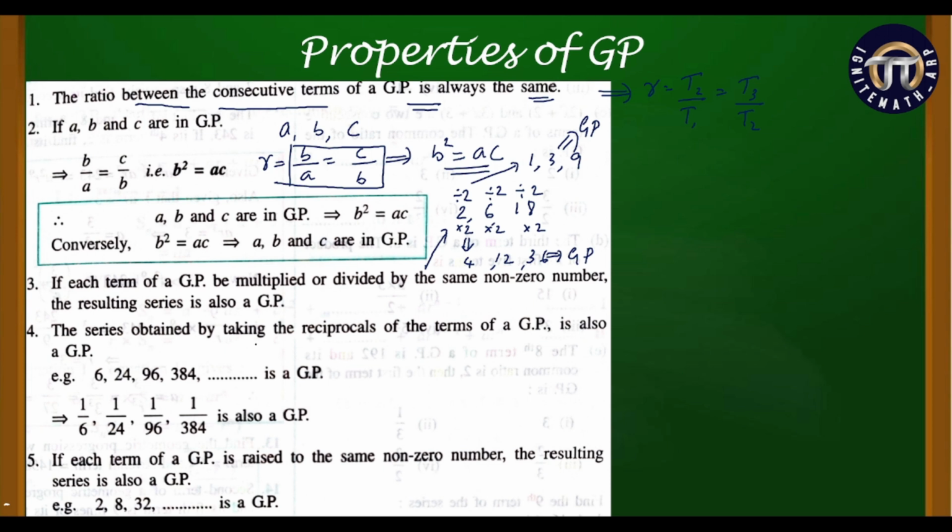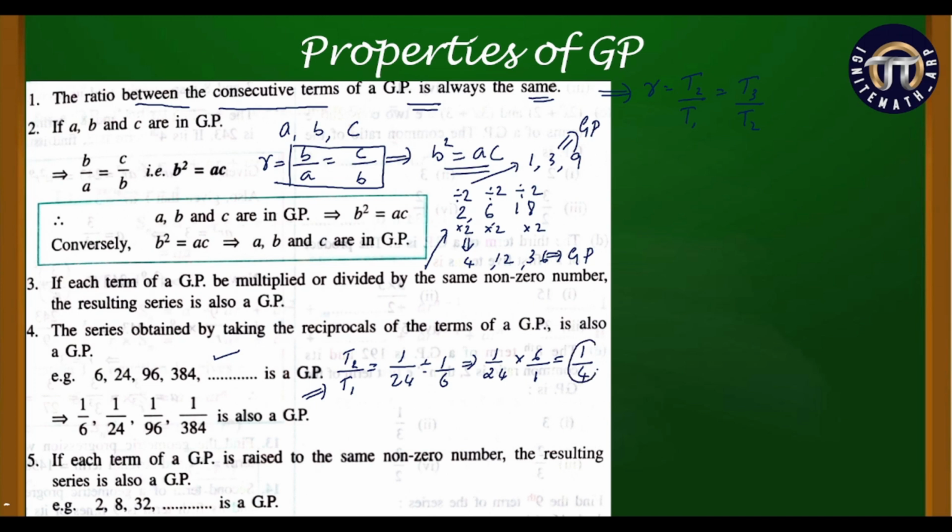Later, the series obtained by taking the reciprocals of the terms of a GP is also a GP. So in the sense of, I have a GP, for example, 6, 24, 96, 384. If I take 1 by 6, 1 by 24, 1 by 96, then also it will be a GP. How is it? Here it's already given to you a GP. Now let me find out T2 by T1. It will be 1 by 24 divided by 1 by 6. That is going to be 1 by 24 multiplied by 6 by 1. So that is going to be 1 by 4.